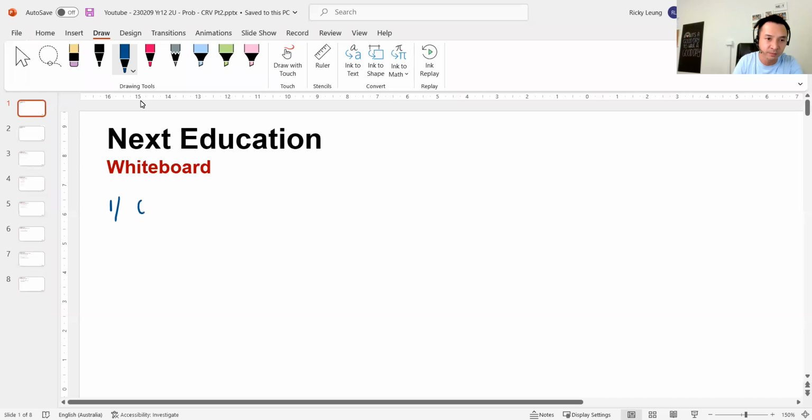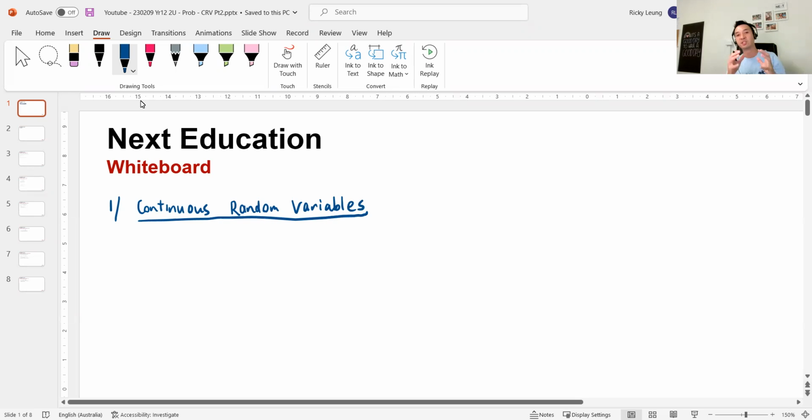So continuous random variables. Let's go there. A lot of teachers will do this as one of, if not the last, topics in Year 12. The reason you couldn't do this in Year 11 is largely because you need integration. So if you haven't done integration, go learn some integration first before you do this topic. Otherwise, it's actually a big showstopper.